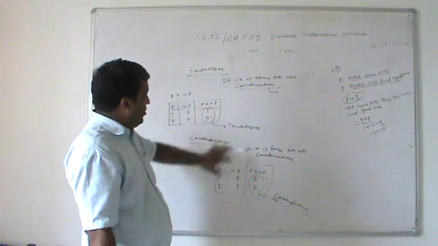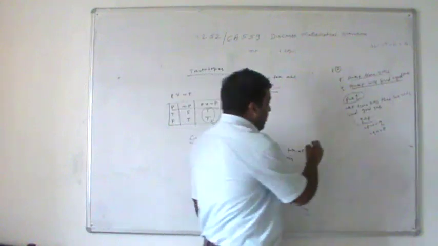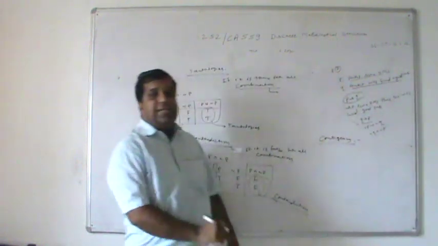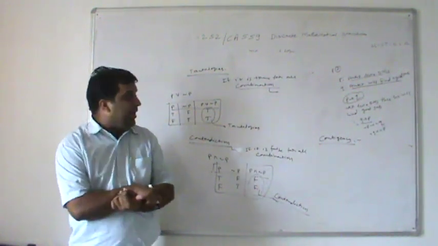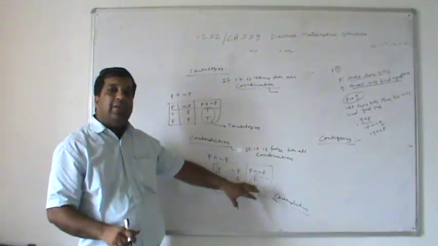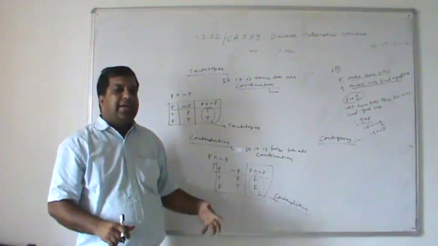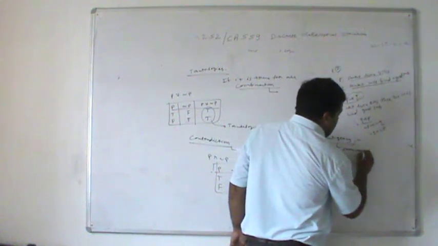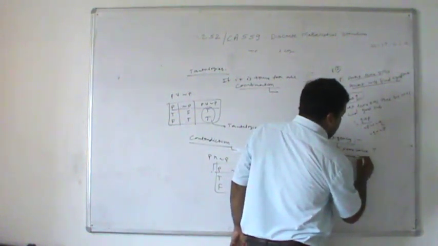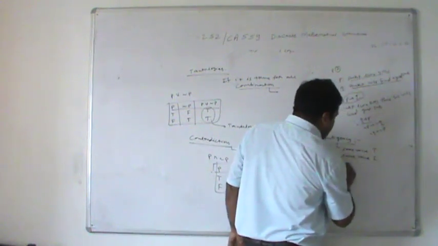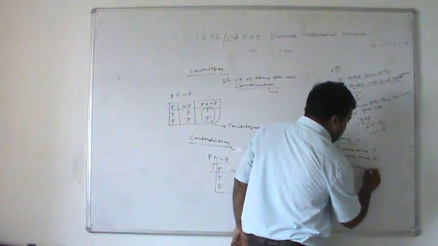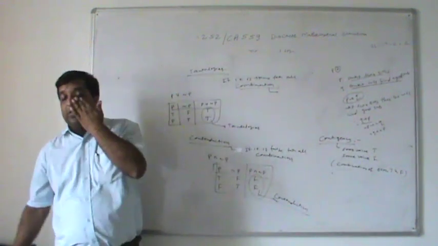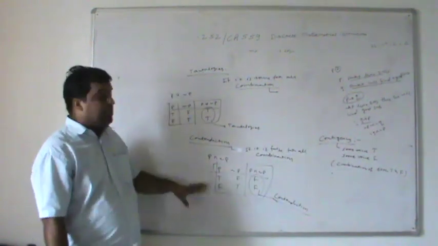So now there is tautology, there is contradiction, and the third term is called a contingency. Contingency is when, among the combinations of all the values, some values are true and some values are false. So contingency means some values true and some values false. It is nothing but a combination of both true and false. So these are the three terms: tautology, contradiction and contingency.